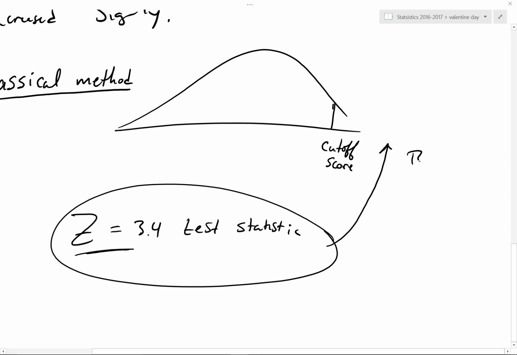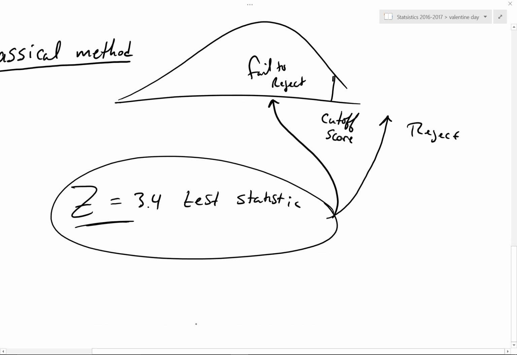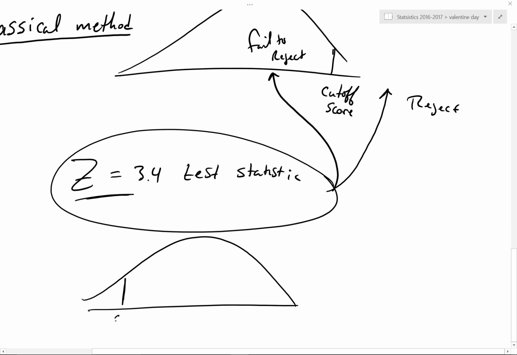Okay, if it's out here, we reject. If it's in here, we fail to reject. Okay? Mr. Broom, I have a question. What if it was a lower tail test? Then your cutoff score would be right here.